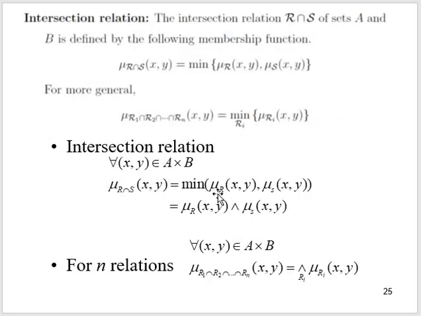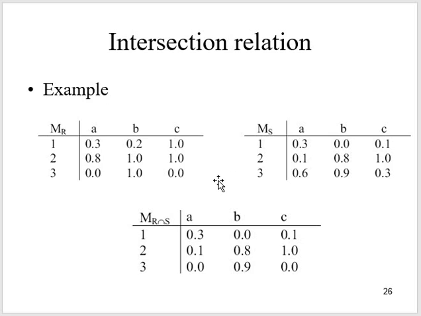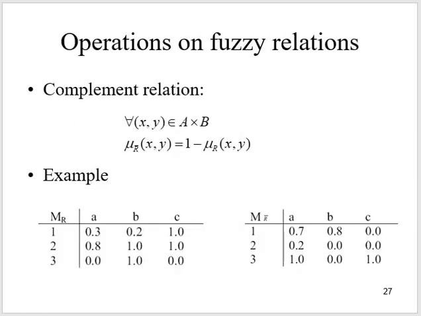Intersection is obtained by taking the minimum of mu R (x, y) and mu S (x, y). This is an example of an intersection relation. So take the minimum corresponding to each value. For example, 0.8 and 0.1, so the minimum is 0.1. Then the complement relation is 1 minus mu R (x, y).